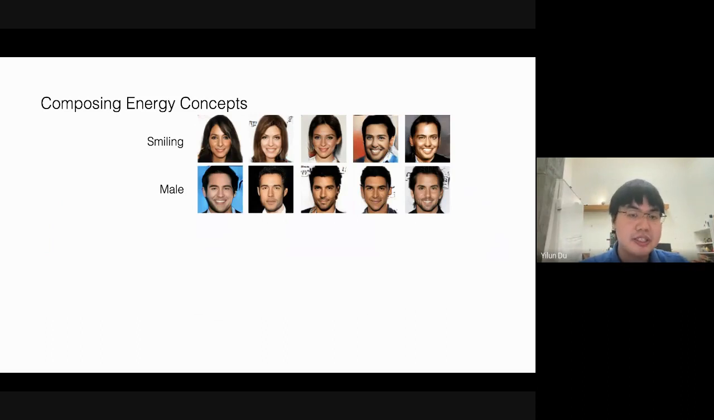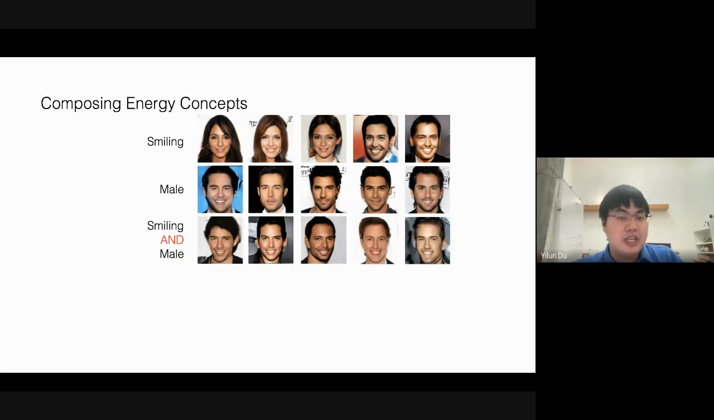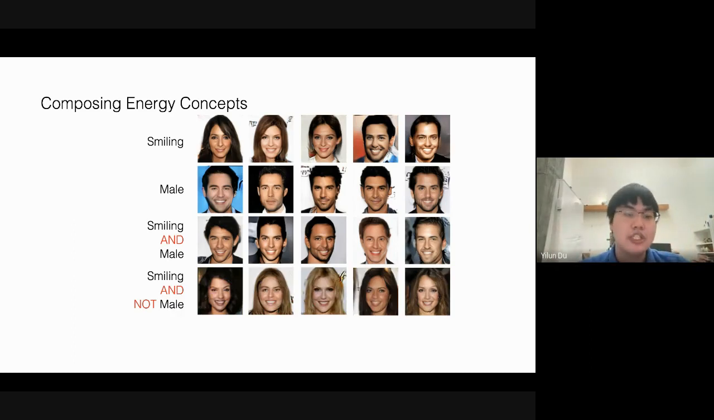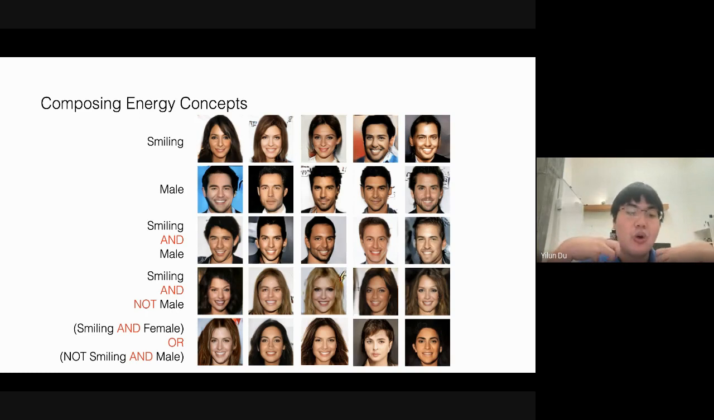So here are some examples of what you can do with these operations. Let's say you train 2 individual models, maybe at different points in time, one for smiling and one for male faces. You can use the previous energy operations to generate smiling and male faces, or smiling and not male faces, or smiling and female, or not smiling and male faces. So you can continuously make more complicated expressions or compositions of images by just composing these models more and more.